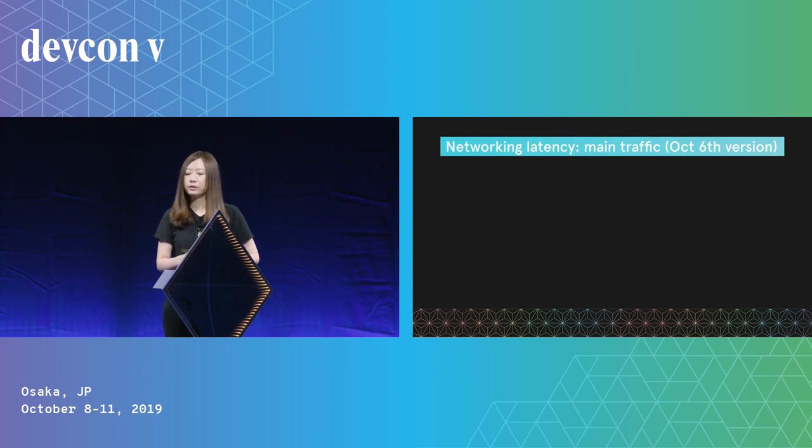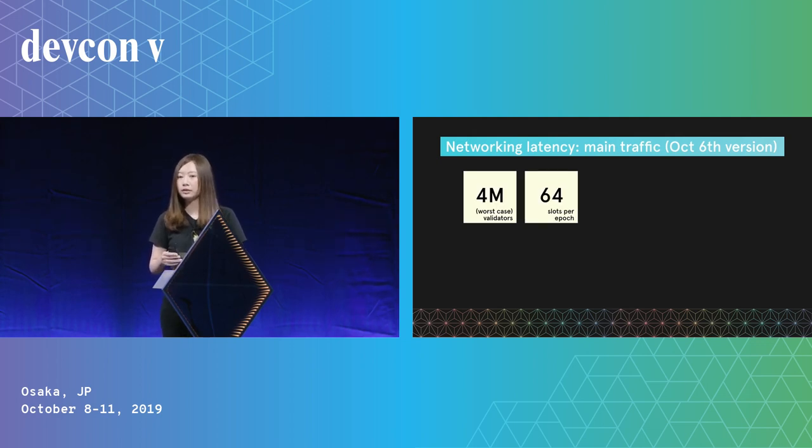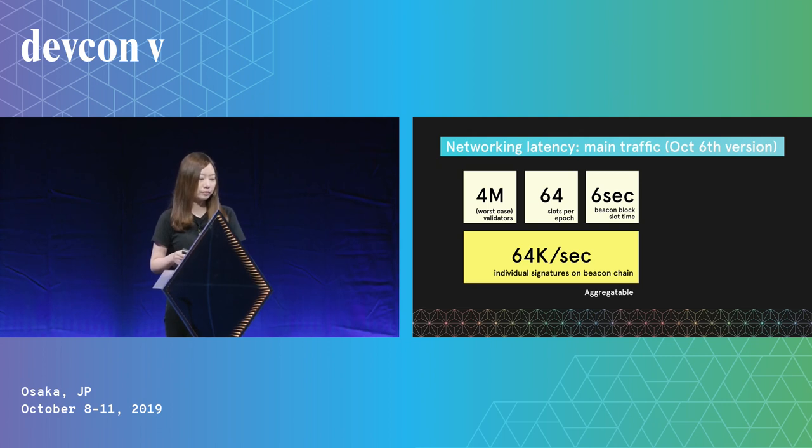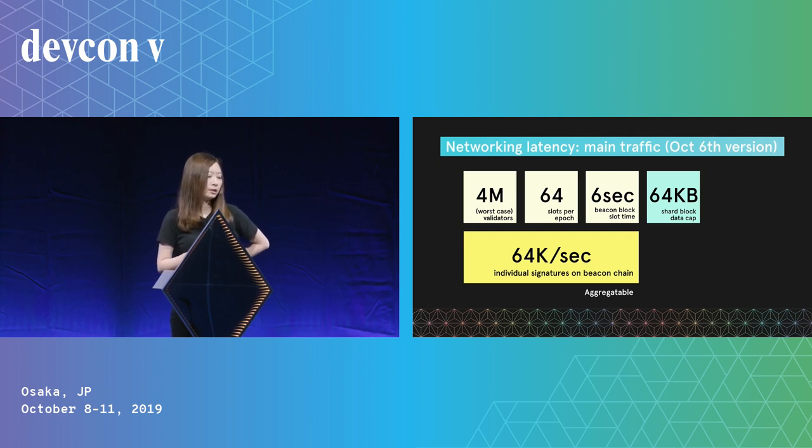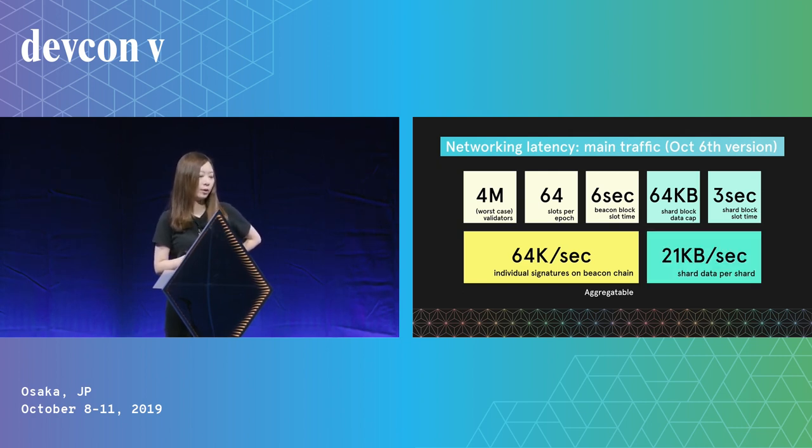With the latest Eth2 spec, we have 4 million validators, 64 slots per epoch, and 6 seconds beacon block time. And that will lead to 64,000 individual signatures on the beacon chain. But the good news is that these individual signatures can be aggregated into a smaller message. On the sharding network side, we have 64 kilobytes block data capacity and 3 seconds shard block slot time. And it will lead to about 21 kilobytes per second per shard. So that's the overhead here.